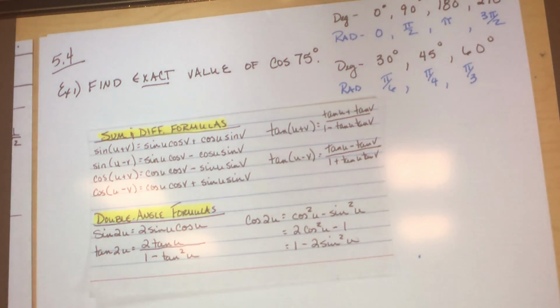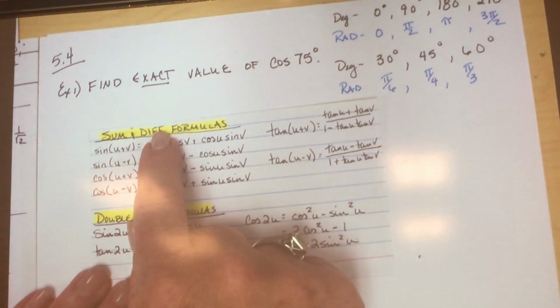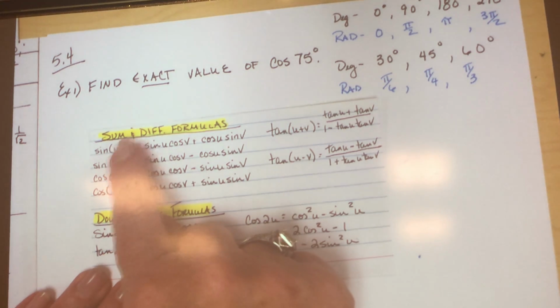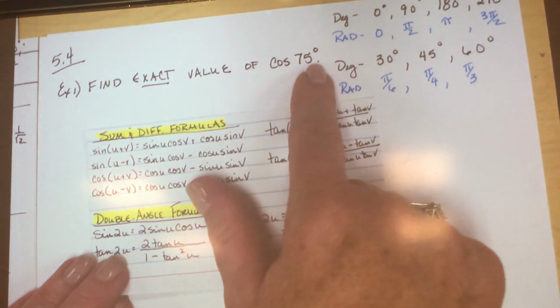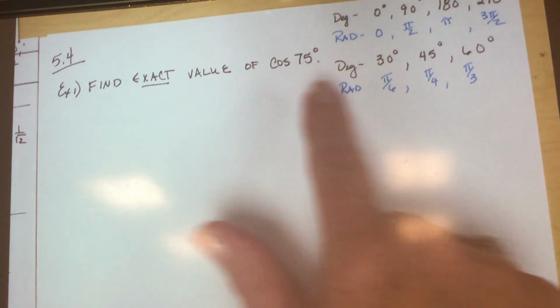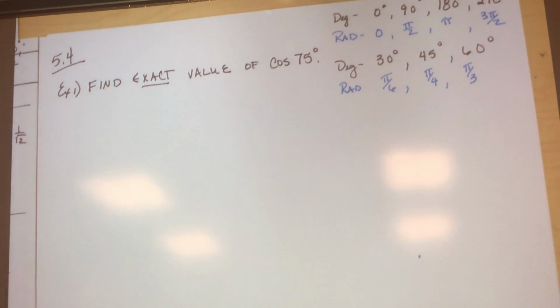Until today. That's right. Until now. So let's just do sum and difference. Can you find a sum or a difference that adds or subtracts to be 75? Using any of these or their multiples. 30 and 45.